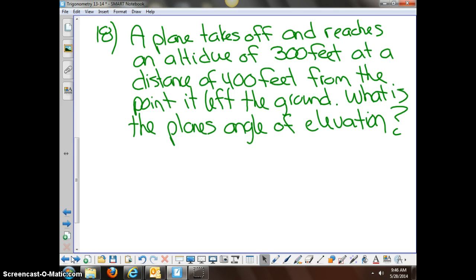All right, we are driving an airplane. Are we driving or flying? Can you drive an airplane? You can drive it on the ground, right?